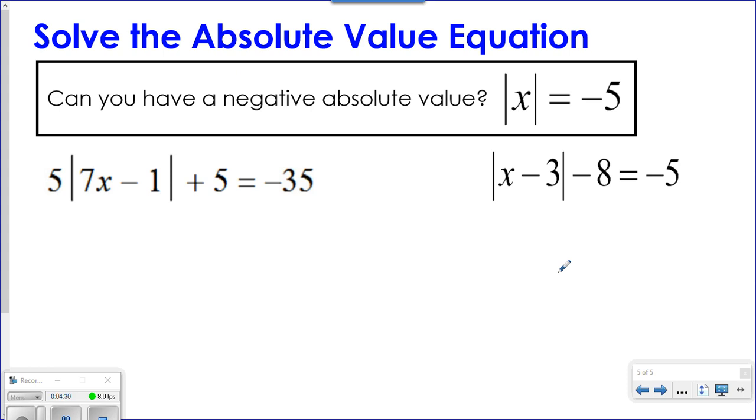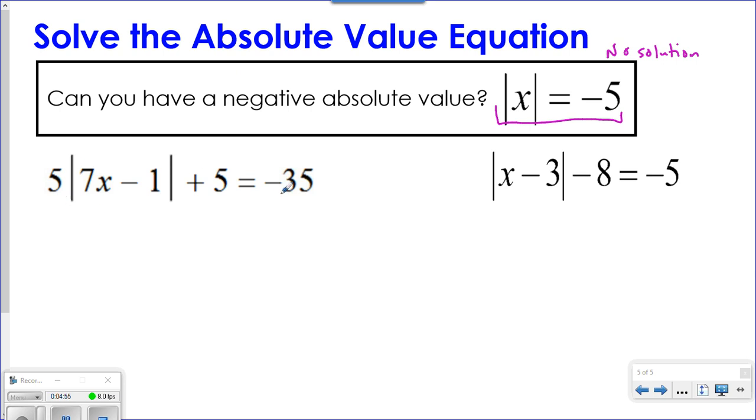Okay, now something to think about. If our absolute value ends up equal to a negative, can that be possible? Remember that absolute value is always a distance, so we never have negative distance. We would never say, I drove negative 27 miles, or I walked negative 5.2 kilometers. So distance is always going to be positive. So if we get to a step like this, it's going to mean no solution. But the absolute value has to be isolated before we can do that.